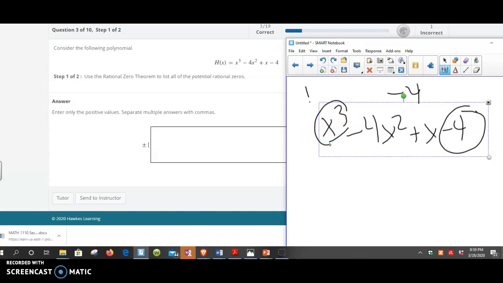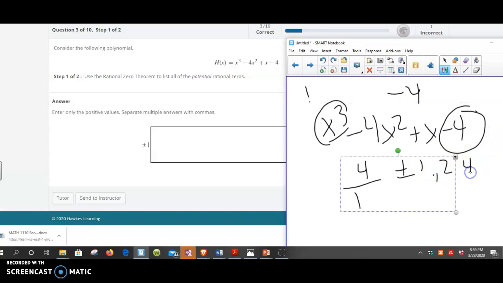So therefore we're looking for factors of 4 over factors of 1. So you're just going to have plus or minus 1, 2, and 4. And since a_n is 1, we don't have any fractions here, so it's going to be plus or minus 1, plus or minus 2, or plus or minus 4.